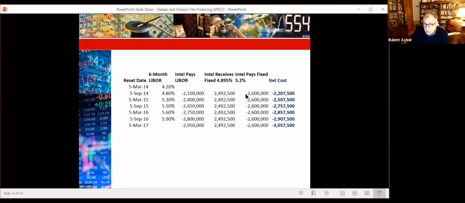So Intel knows that there is going to be a markup that will be incurred on top of whatever transpires as the LIBOR interest rate. So this is just a hypothetical case, as if we knew what the future LIBOR interest rates are. Having said that, it is possible to hedge these by getting into forward interest contracts. So it is possible to convert them into some type of certainty.